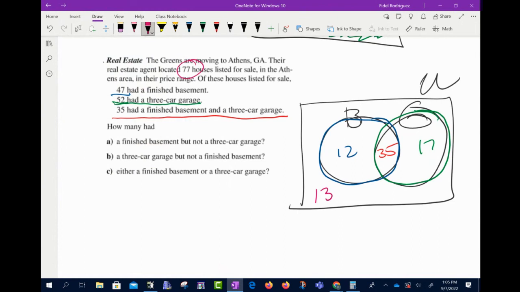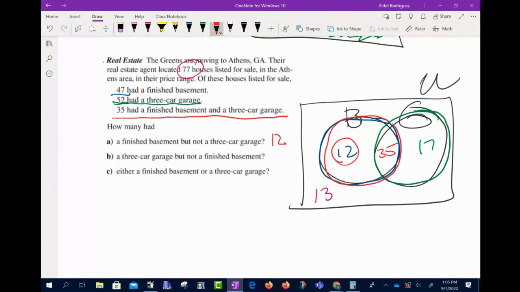So my first step, y'all, I'm always going to draw my picture. Once I draw my picture, I can come back and answer the questions. So look, part A says, how many of them had a basement but not a 3-car garage? So how many were in the basement area but not in the garage? Anybody know? 12. Look at those numbers right there. That 12 tells me, hey, those have a basement, but they don't have a garage.